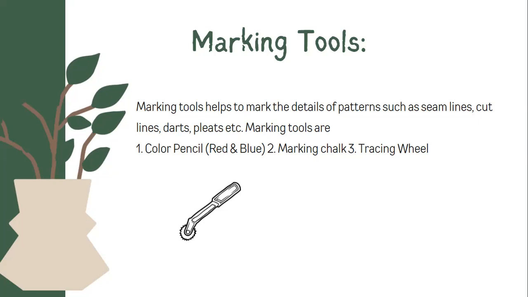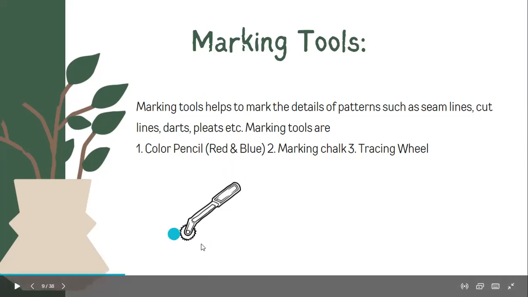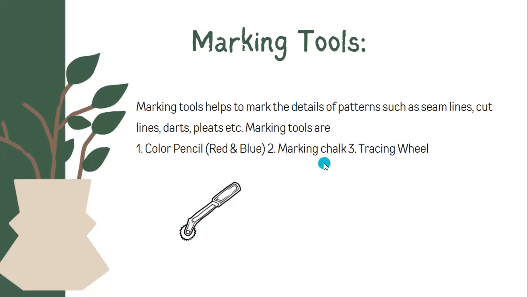You have a tracing wheel here. This is called a tracing wheel. Sometimes you can see these small marks like these. These are usually used by designers or tailors. Sometimes even chalks are also used, but chalk is a little messy compared to the tracing wheel.